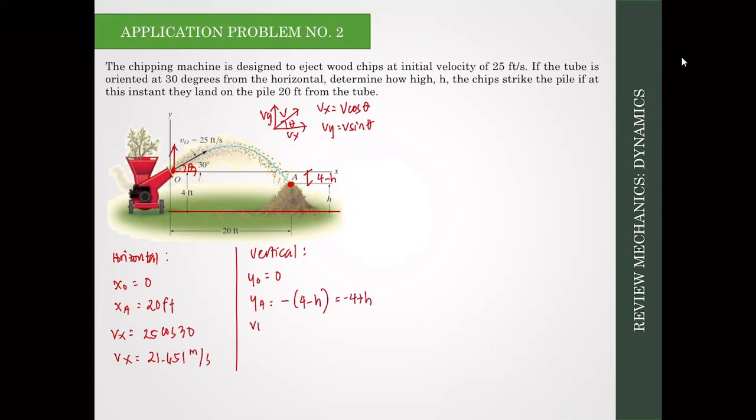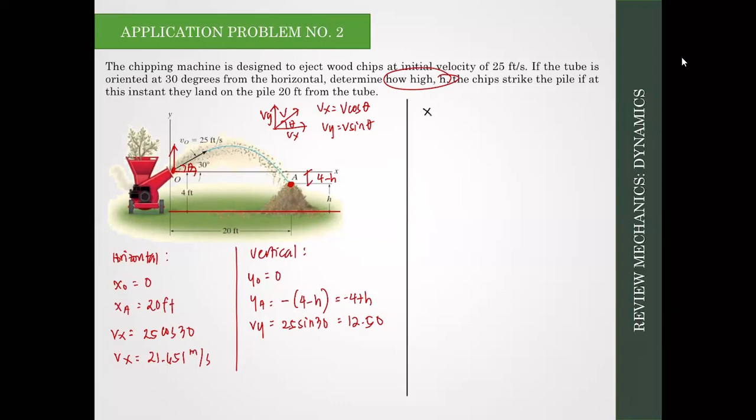Okay? Then, Vy natin is given as yung V sine 30. So, that is just half nun, 12.5. Okay? And then, anong pinapahanap ngayon? Pinapahanap is how high yung h natin. And then, how high lang, no? So, yan. Try natin yung mga formulas natin again.